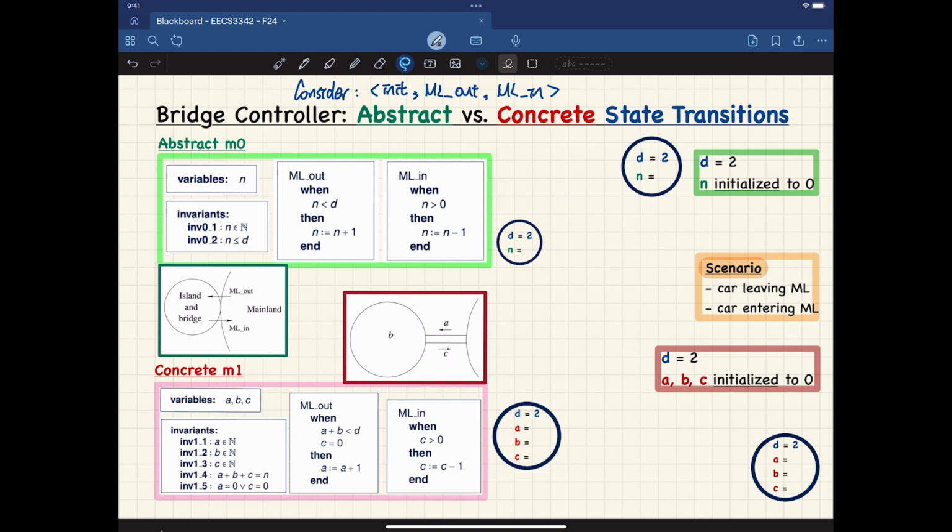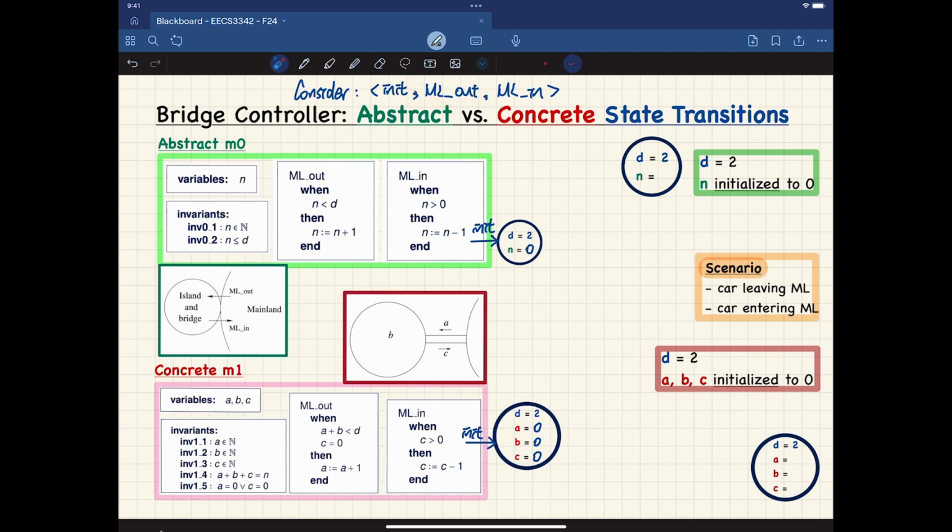All right, so after the init for the abstract, we got n being equal to 0. That's easy. And after the init from the concrete, we're going to set A, B, and C to 0, 0, 0. So this will be the very first pre-states before we take ML out. You can think about after initialization, now we are in the pre-states before we take ML out.